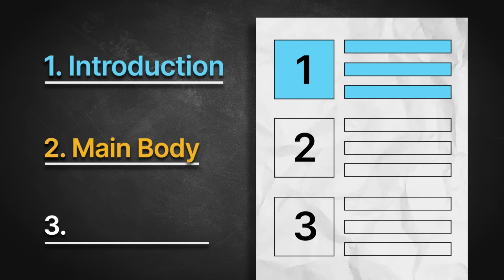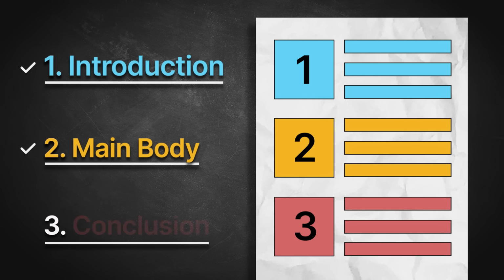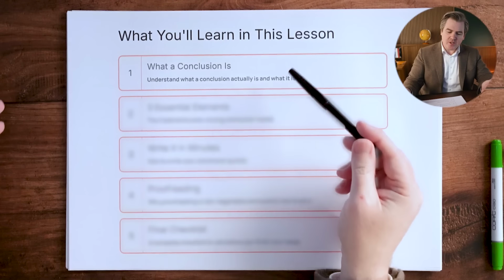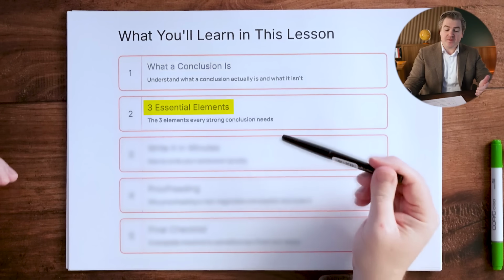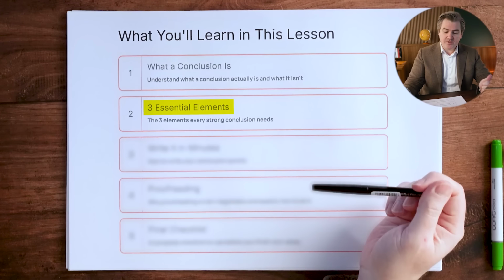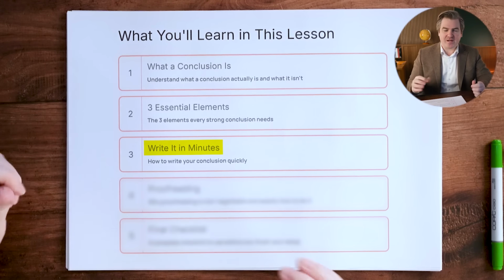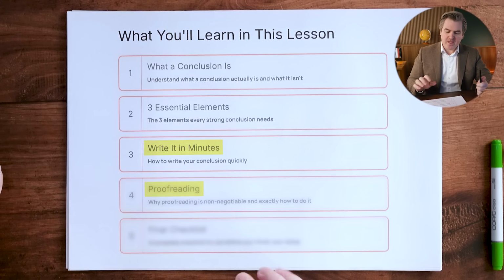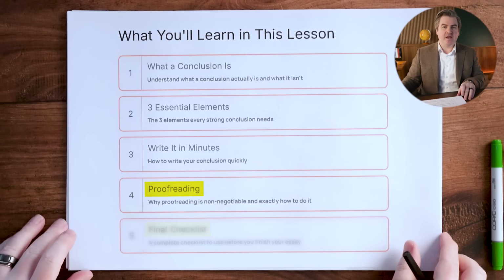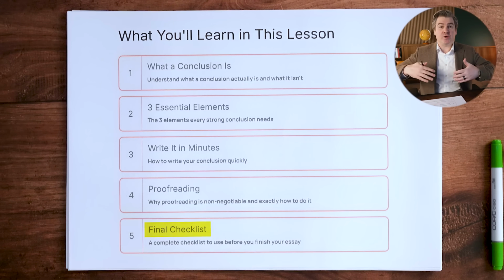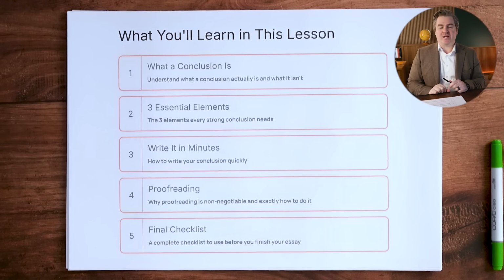Okay, so we have done our introduction. We've done our 2 main body paragraphs. Now we need to write our conclusion. So we're going to talk about what a conclusion is, the 3 essential elements of a conclusion, and how to write it very, very quickly because you'll be under a lot of pressure. And then we'll look at proofreading and a final checklist to make sure that you check everything at the end to guarantee that you get a good score.